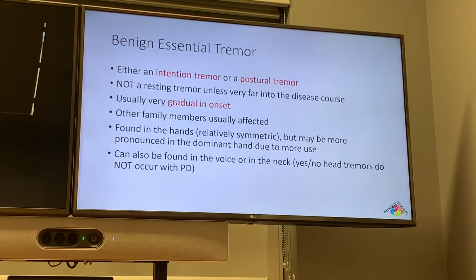You can also find it in the voice or in the neck. So a shaky voice can be a tremor feature. With the neck one, you'd have to be a little careful. A benign essential tremor is a yes or no head tremor. So this is a neck-centric tremor. With Parkinson's disease, it would target more the chin and the lips and the mouth. But neck is very pathognomonic for benign essential. Another last important feature is that it's basically never in the legs. So if you have a tremor in the legs, especially if it's unilateral, that is Parkinson's, and that requires further workup.